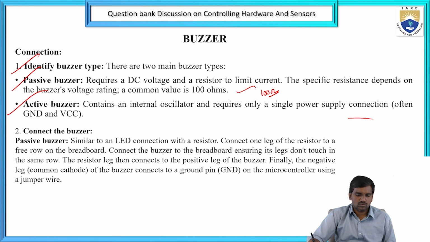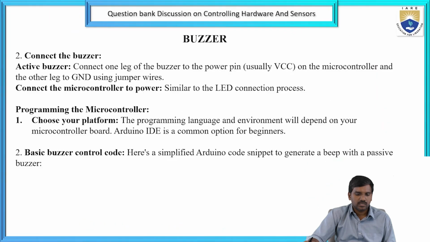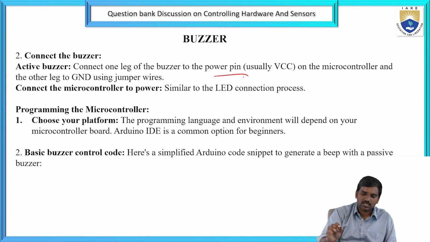For the passive buzzer, similar to the LED connection with a resistor, connect one leg following the same instructions to connect every device on the breadboard. And here, connect the active buzzer: connect one leg of the buzzer to the power pin. Just the explanation as usual, and then programming the control.